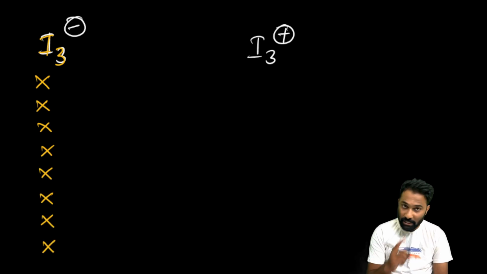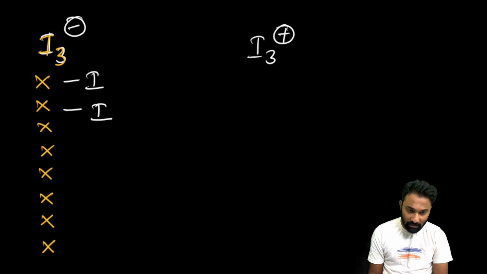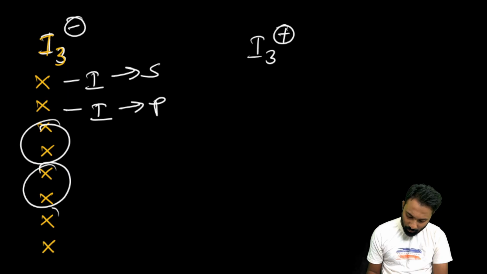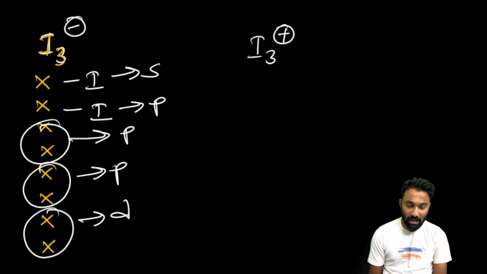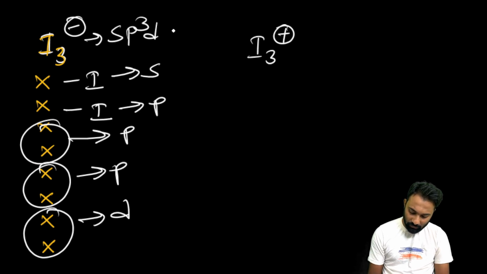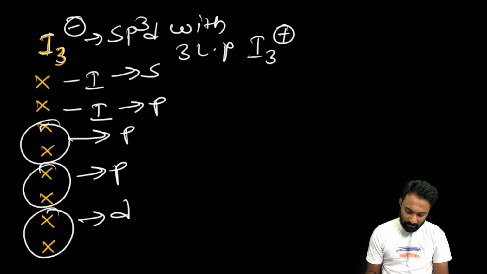Done? Now each iodine will form a single bond. So among the 3 iodines, 1 iodine is acting as the central atom and the remaining 2 will act as bonded atoms, right? So each iodine will form a single bond. Now this is S. Now this is P. Now remaining all are lone pairs of electrons. Now this is P. Now this is P. Now this is D. Now for I3 minus, what is the hybridization? sp3d with how many lone pairs? With 3 lone pairs. Done.